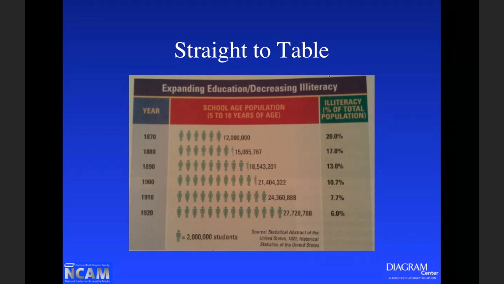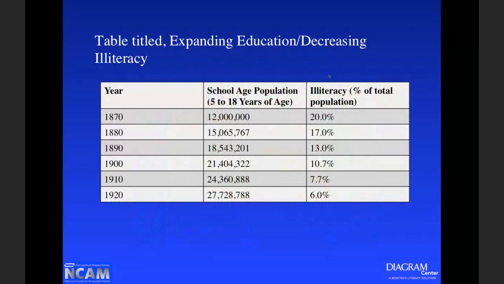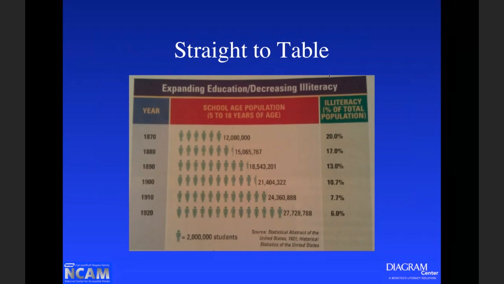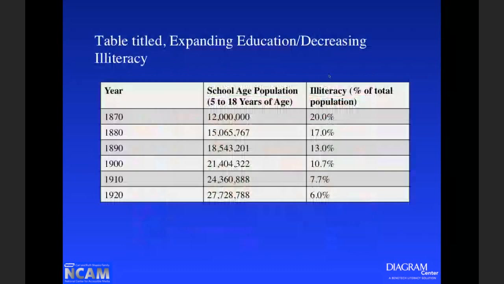What you really have, if you strip away all of the color and you get rid of the little pictures of the people, you see, oh, all I have is a table here. It's straightforward. There is a title, there's some column headings, and then we have the information. And that's exactly how you can present it. Table titled Expanding Education, Decreasing Illiteracy, and then you simply have your specific data. So I'll just switch back and forth, and you can see visually how you've made sort of a colorful, very visually intense graphic into a very straightforward table.